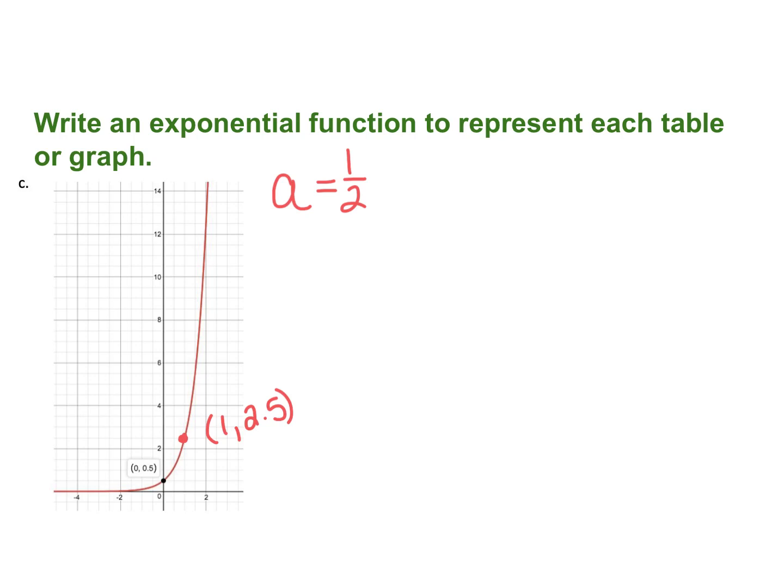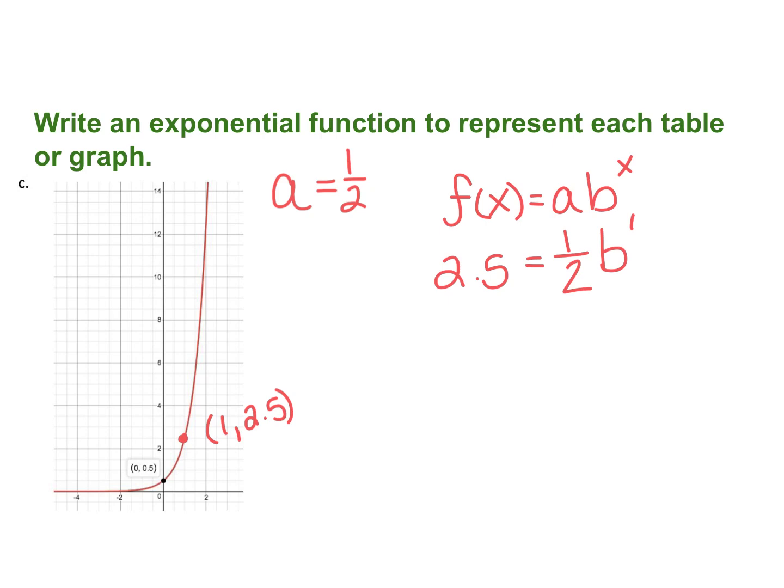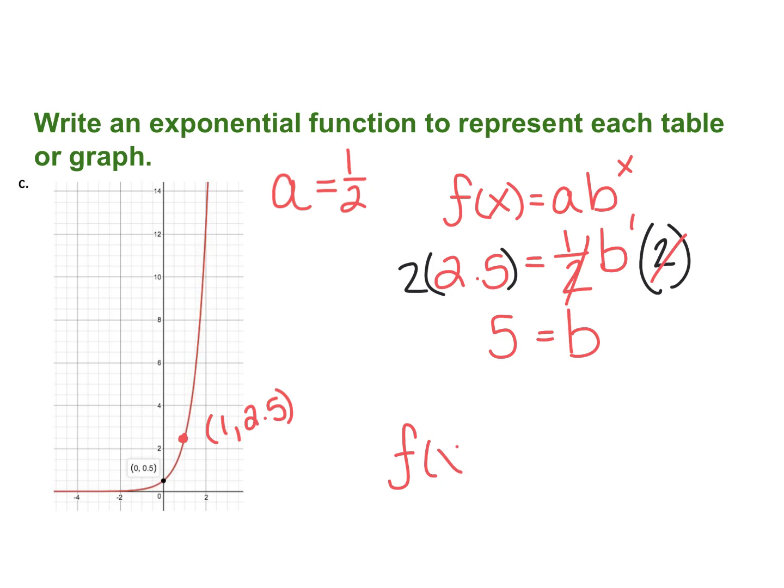So again, my function, f of x equals a times b to the x power, and I'm going to substitute 1/2 for a. My base I don't know, but I'm going to use 1 for my exponent and 2.5 for the y value. So I'm going to get rid of the 1/2 by multiplying both sides by the reciprocal, which would be 2. So that produces 5 equals b. So my base is 5. Therefore, my function would be f of x equals 1/2 times 5 raised to the x power.